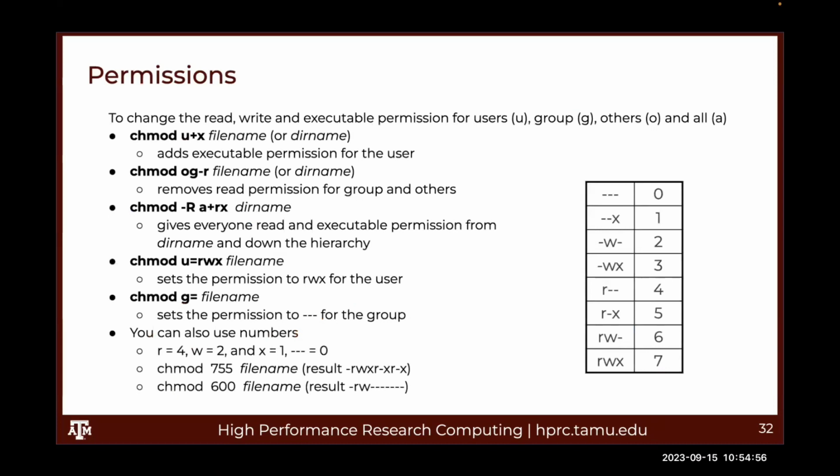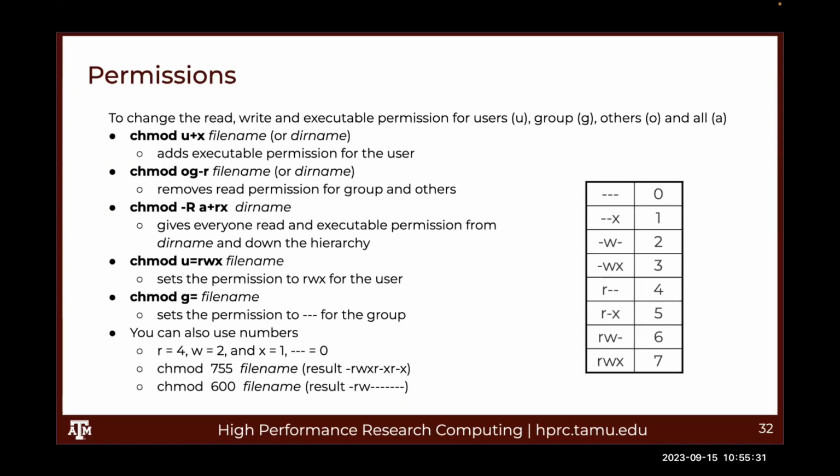Here's that chmod command. There are two different ways of doing this. You can use the letters. So if you do chmod u plus x, it's just going to add executable permissions for the user. And then you don't have to include the file name after that, or the directory name. If you do chmod og minus r, that's going to remove read permissions from others and from the group.